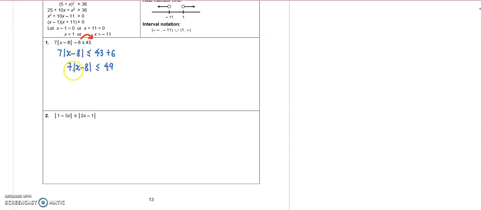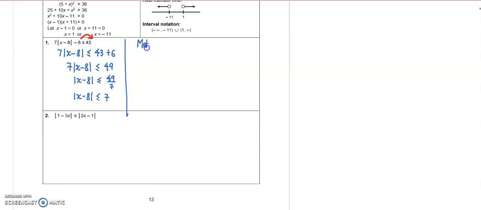Next here is multiply. Sini adalah darab. When I move to the right hand side, dia akan jadi bahagi. So the next step will be modulus of x minus 8 less than or equals to 49 divided by 7. By using your calculator, or you can calculate manually, I should get 7. So if you are using method number 1.